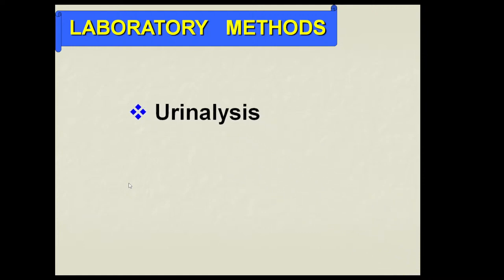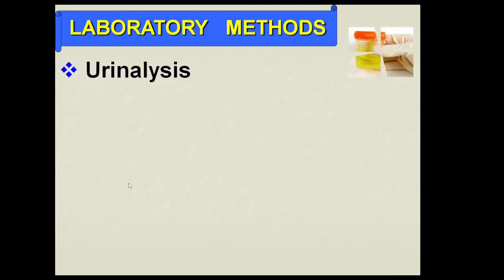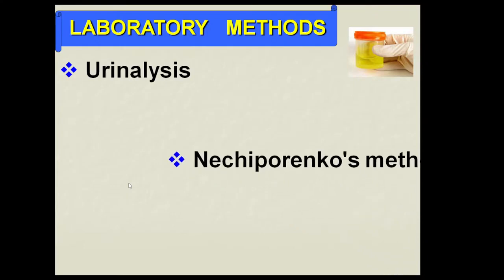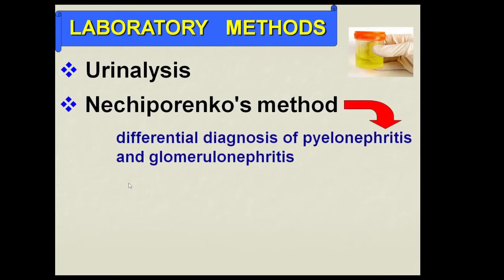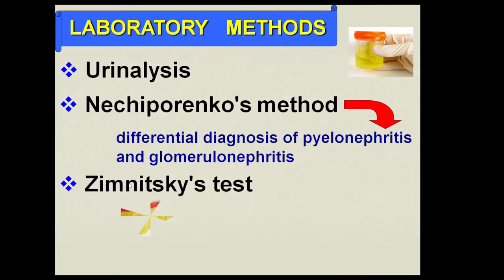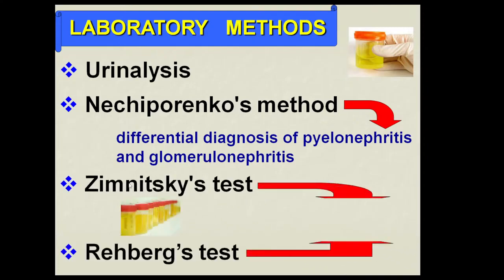Laboratory examination methods. First of all, urinalysis, which is a routine examination method, obligatory for everybody. A specific test, the Nechiporenko test, we prescribe only for differential diagnosis between pyelonephritis and glomerulonephritis. The Zimnitsky and Reberg tests we use for diagnosis of renal insufficiency.